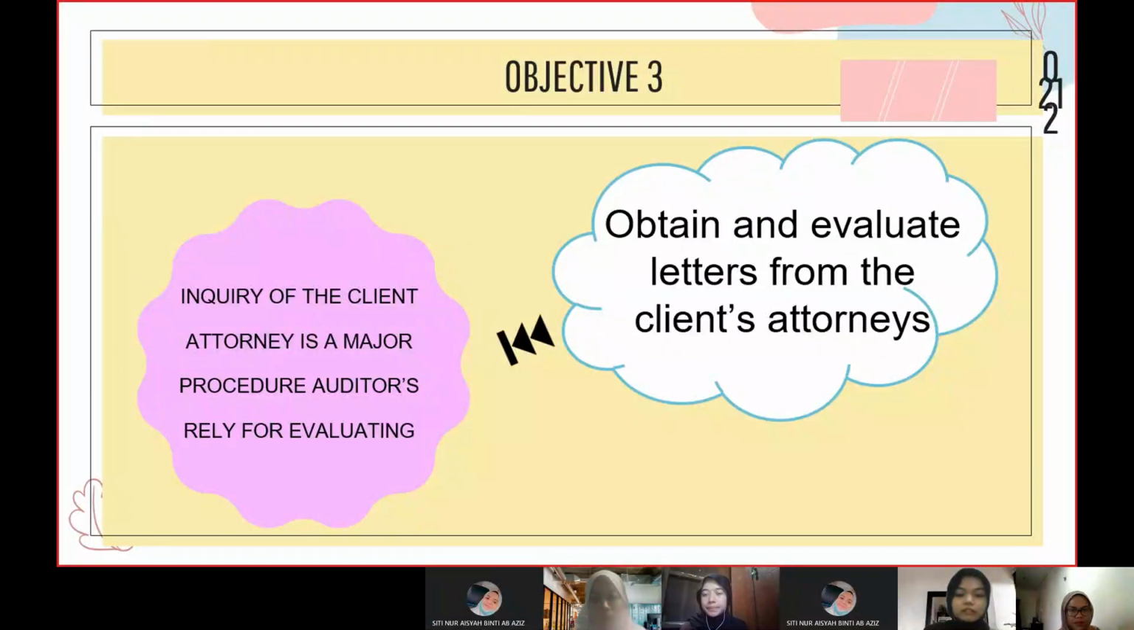For objective 3, we have obtain and evaluate letters from the client's attorney. Inquiry of the client's attorney is a major procedure auditors rely on for evaluating litigation or other claims against the client and identifying additional ones. The attorney is also likely to know of pending litigation and claims that management may have overlooked.